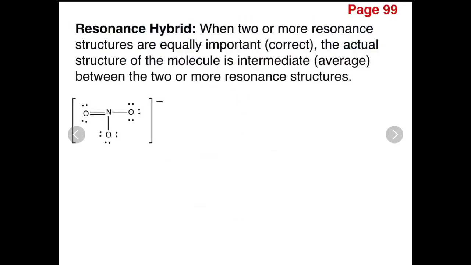Similar to this, I'm going to give you the definition here. A resonance hybrid is what you have when there are two or more resonance structures that are equally important, or correct, and the actual structure is the average of those equally important resonance structures. For example, this is the Lewis structure of nitrate. This is the most important one, and if you move the double bond to the other side, this is also equally important, because all you do is change the double bond.